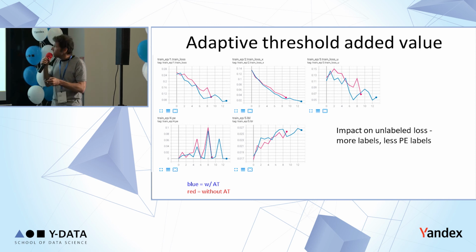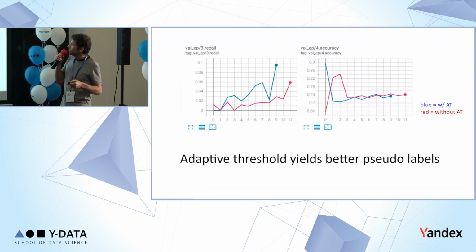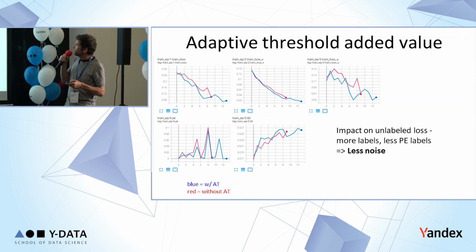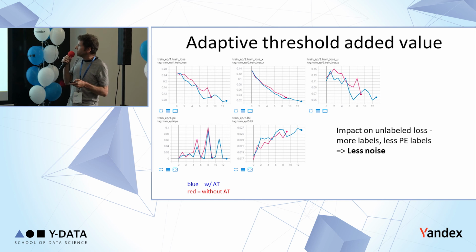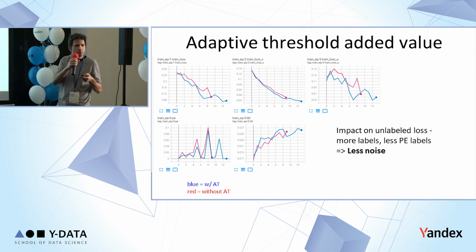So we tested the pseudo labels directly on a separate validation set, and we can see that with adaptive threshold, we get much better recall. That means that not only do we get more pseudo labels, they're also better. And without adaptive threshold, we get less PE labels, but they're more noisy.